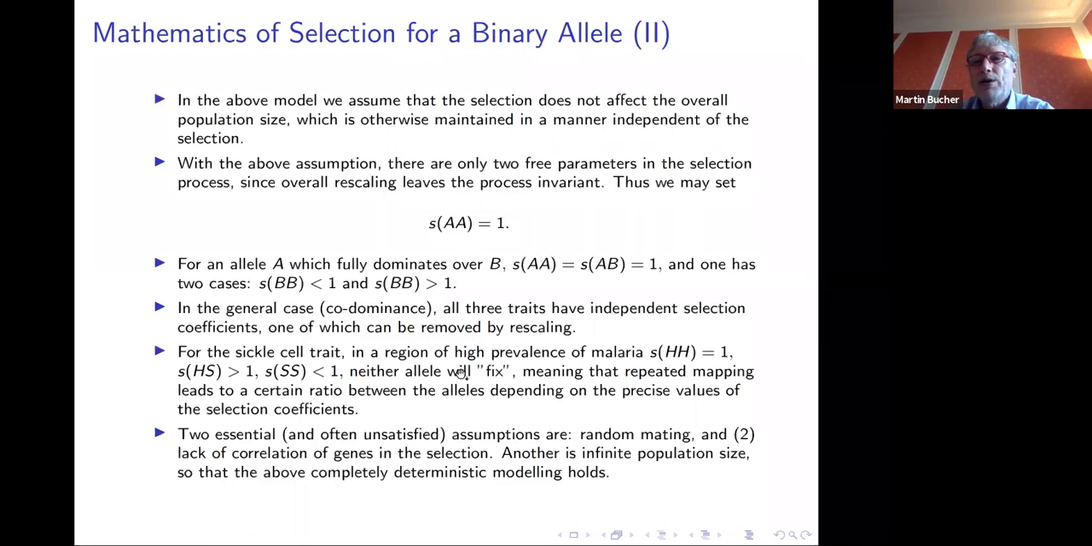Let's see. So there are a few assumptions here. Because we renormalize, we can just set one of the selection coefficients equal to 1. Now, if we have a trait where A completely dominates over B, then we just have one parameter. So this isn't going to be the sickle cell situation.